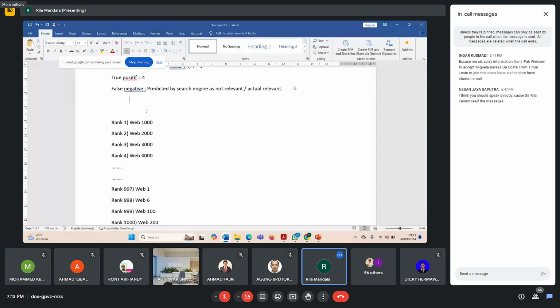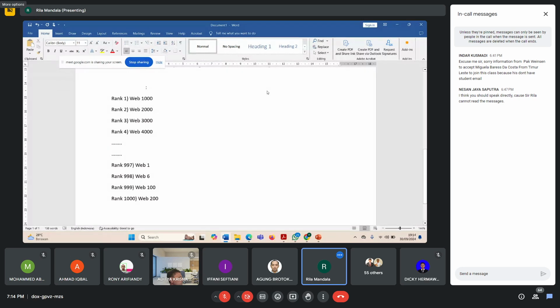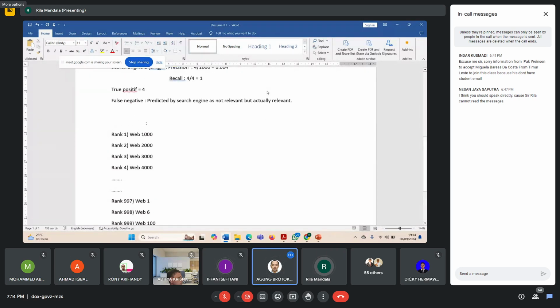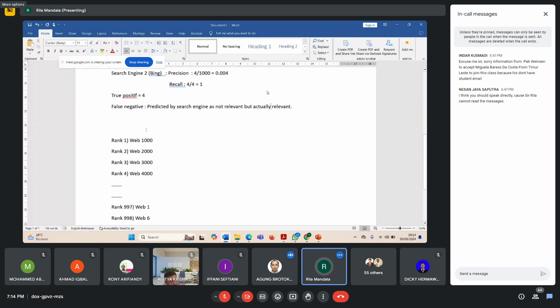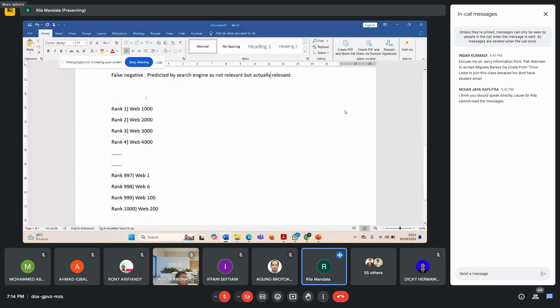How many predicted by search engine as not relevant, but actually relevant? This one, right? False negative. How many predicted by search engine as not relevant, but actually relevant? Zero, right? Yeah, that's correct. In rank 1 until rank 1000, these are the documents predicted as relevant, right?